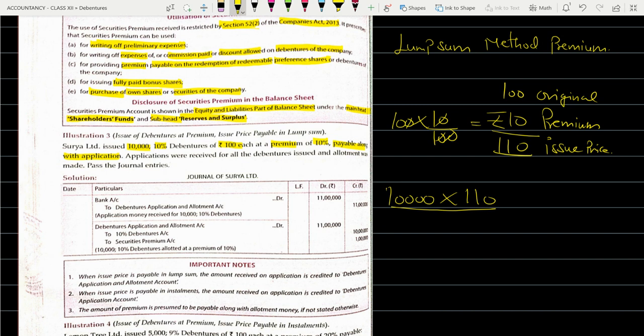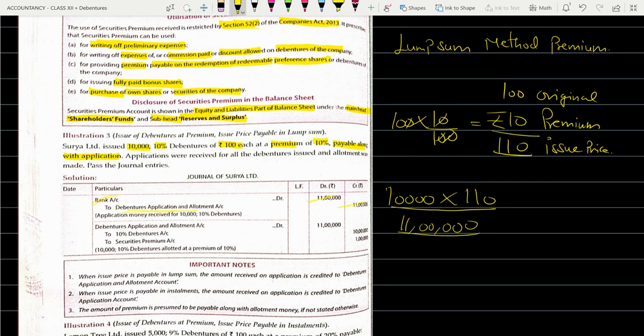11 lakhs. Very good. So it is 11 lakhs. Now, this is the amount for which we need to pass the journal. So the journal is already mentioned here. Bank account debited to debenture application and allotment, because this is a case of the lump sum method, and the amount is rupees 11 lakh and 11 lakh.